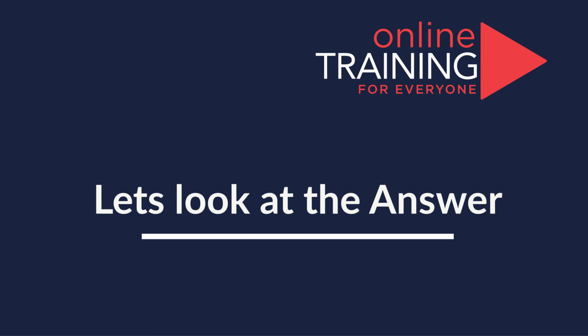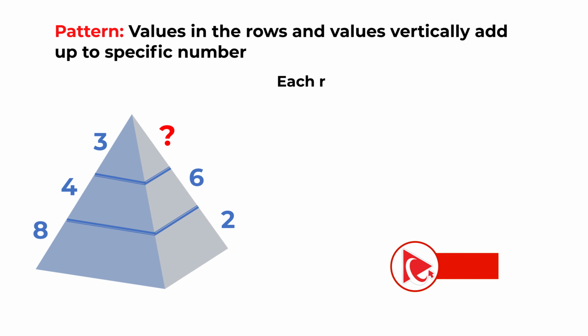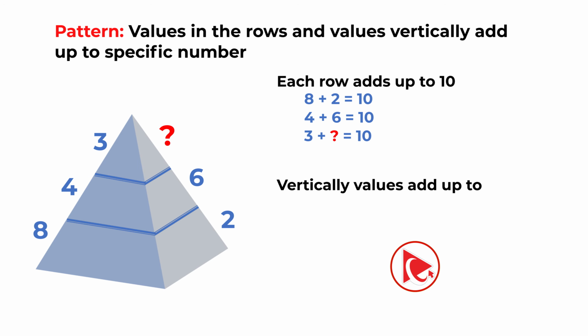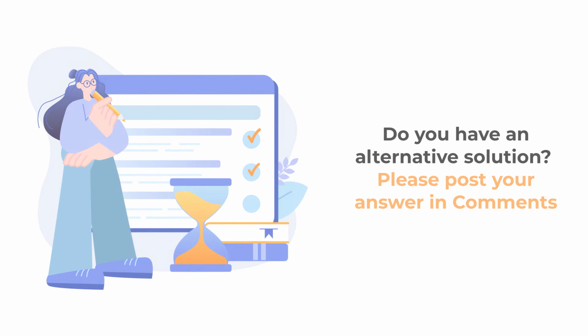As you might have figured out, the key to solving these types of challenges is to always look for patterns. And if you look closely, each row adds up to 10. And vertically, values also add up to 15. So the correct answer here is choice C, 7. Hopefully you've nailed this question and now know how to answer similar problems on the test.